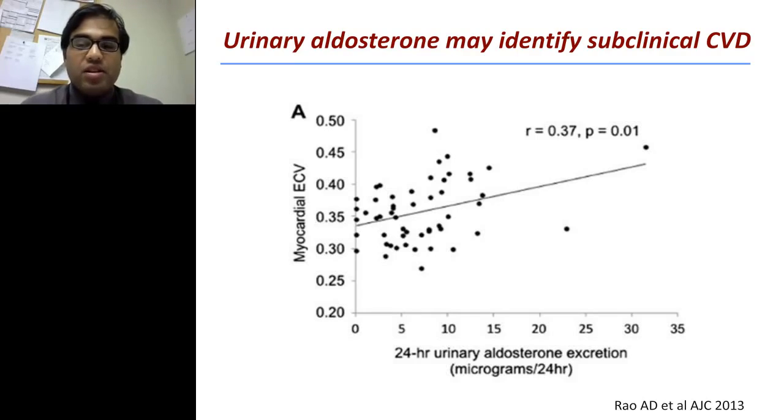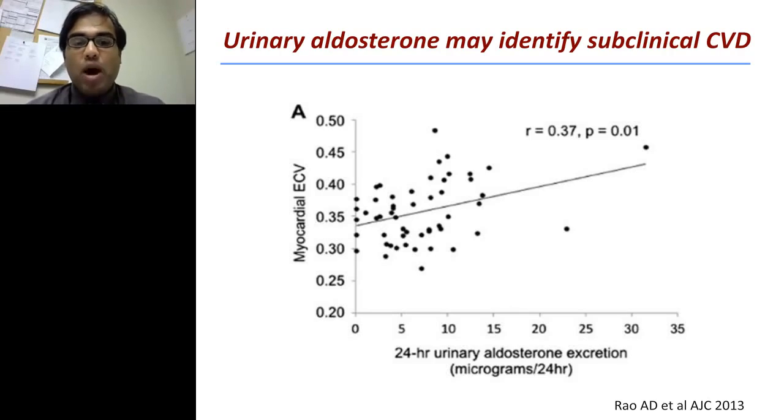And as you can see here, what we did is we actually assessed urinary aldosterone measurements on the x-axis in a 24-hour urine collection. And we also had the ability to measure cardiac fibrosis non-invasively. And this is on the y-axis, the myocardial extracellular volume, which is a non-invasive measurement of cardiac fibrosis. And you may ask why cardiac fibrosis is important.